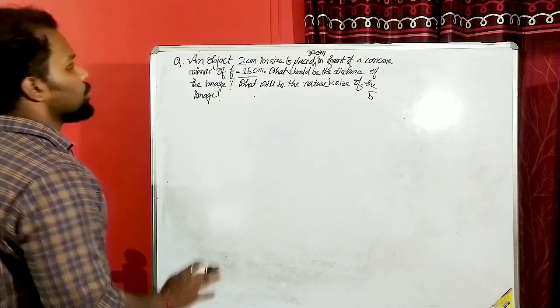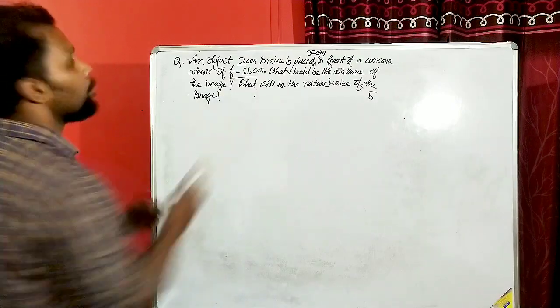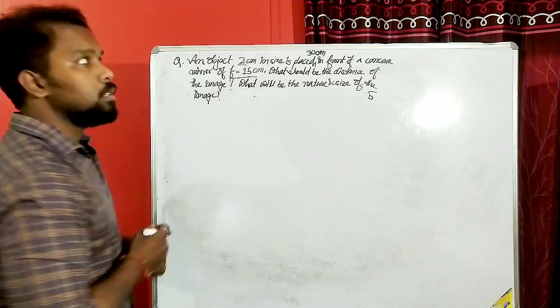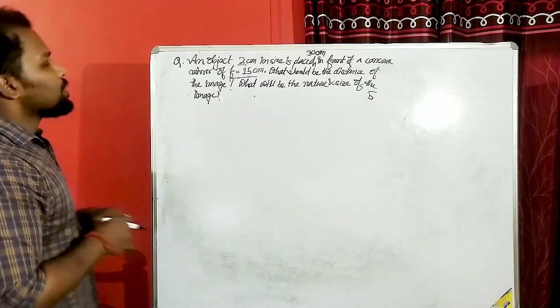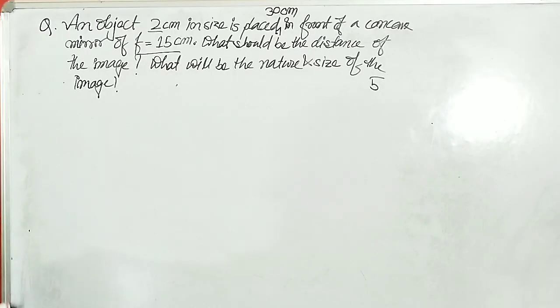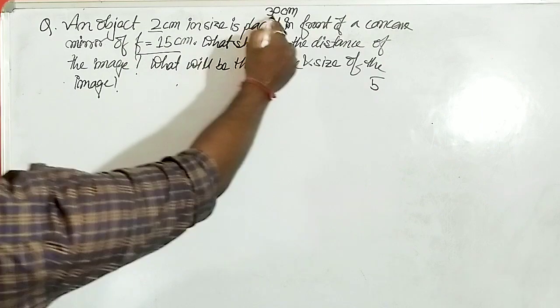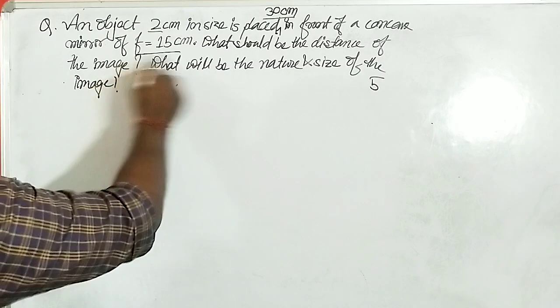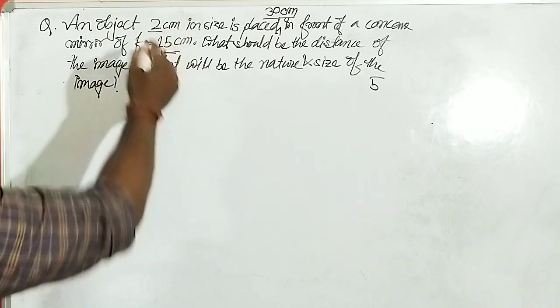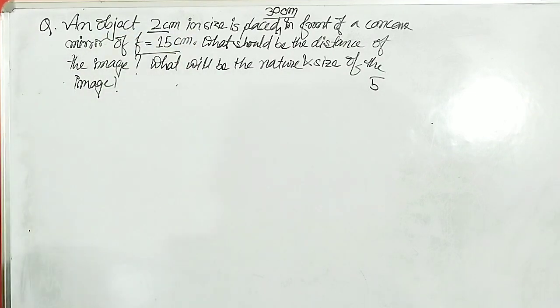This is our last question. This question also came in the board exam, maybe in 2016 or 17. What this question is saying is that an object 2 centimeter in size is placed 30 centimeter in front of a concave mirror. That is, what is actually given? The object distance is given in front of a concave mirror. The focal length is given as 15 centimeter, and the height of the object is given as 2 centimeter.